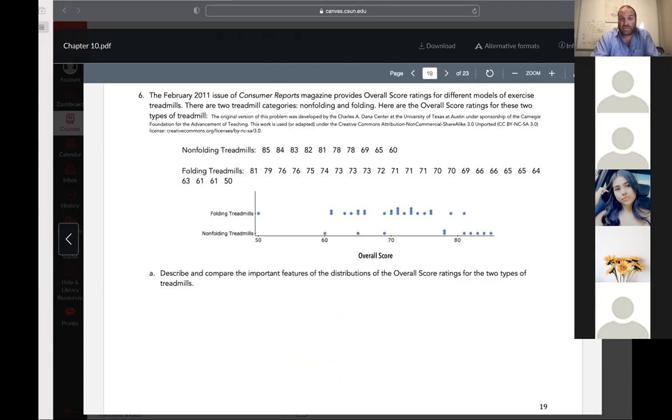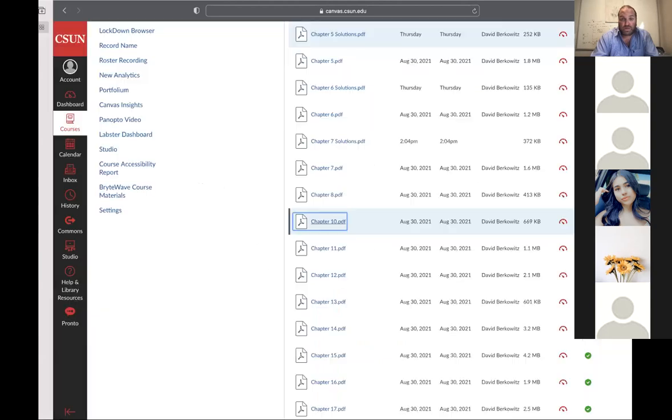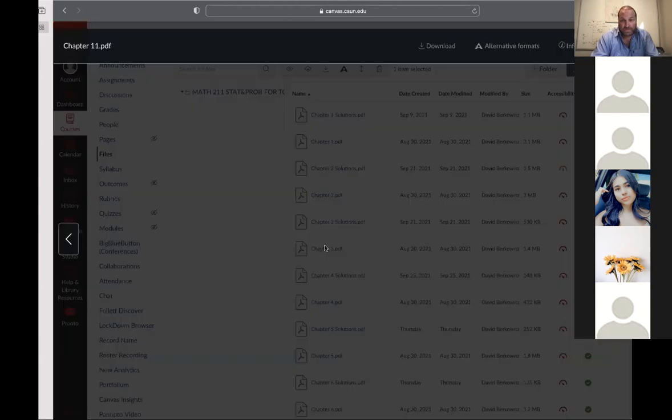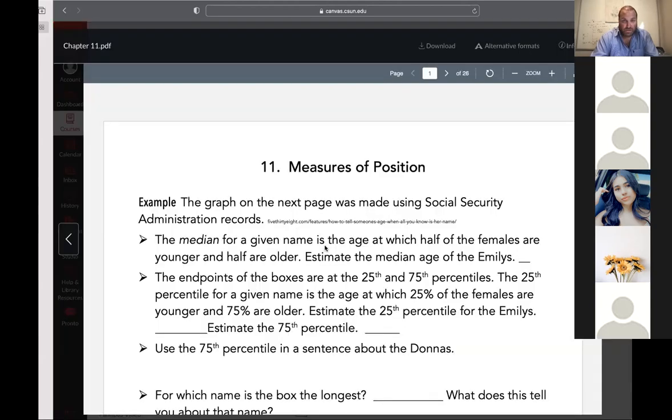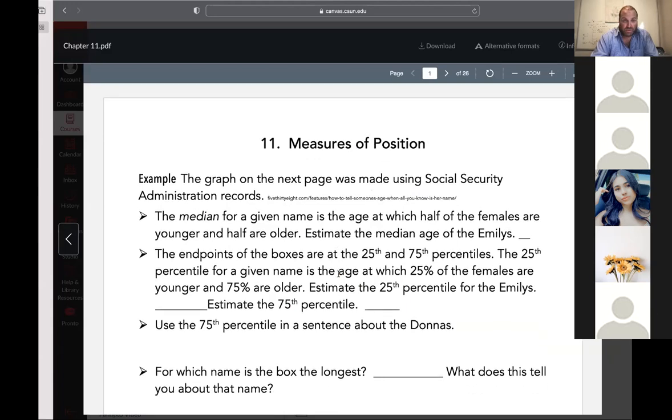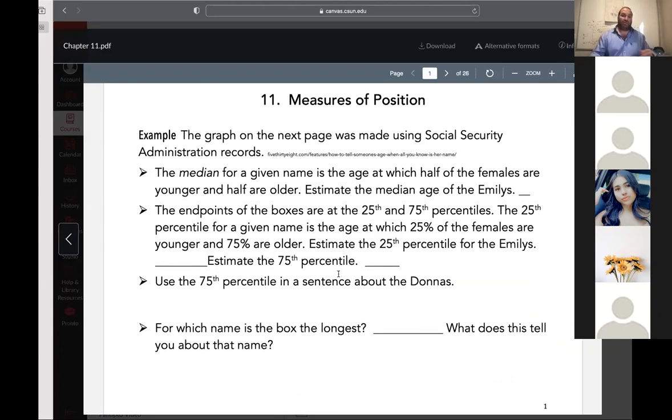Okay, so that takes us to the end of chapter 10. And we move on now to chapter 11. Measures of position.